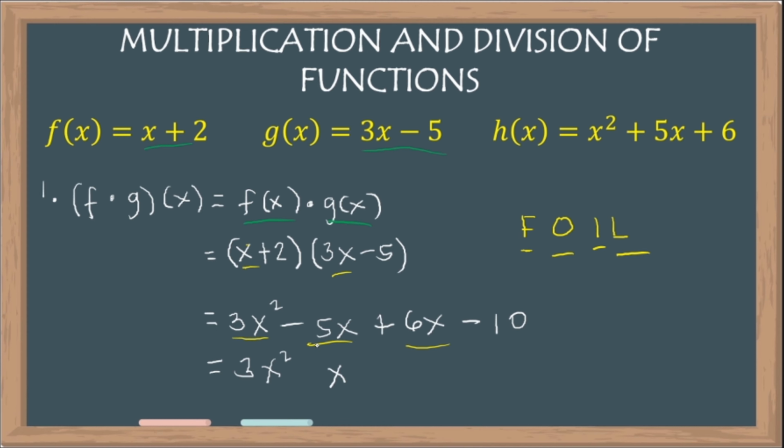Now, sino ang mas malaking absolute value sa negative 5 or sa positive 6? Of course, ito. Ano ba ang sign nito? Positive. So, we write plus. And then, since wala namang ibang walang variable, kundi ito na lang, we just copy minus 10. That's it. This is now our answer.